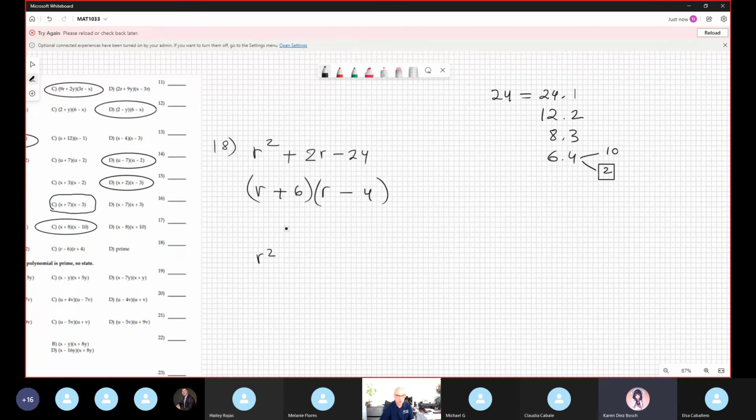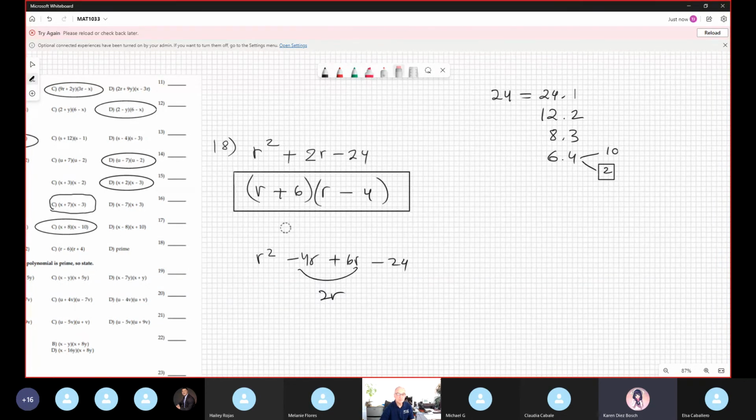R squared minus 4r plus 6r minus 24. You combine like terms here, the 2r. Exactly like the original. Therefore, I prove mathematically that this combination is good. So far it's easy, no? What is the complicated part?